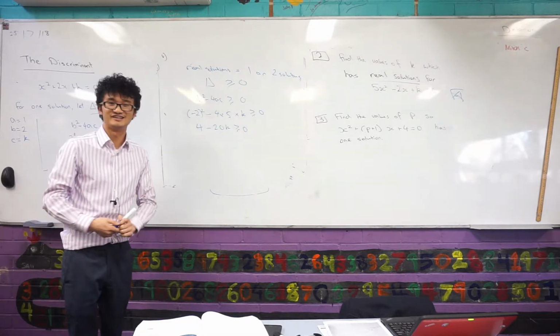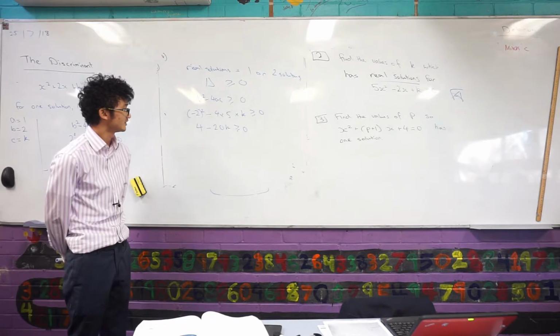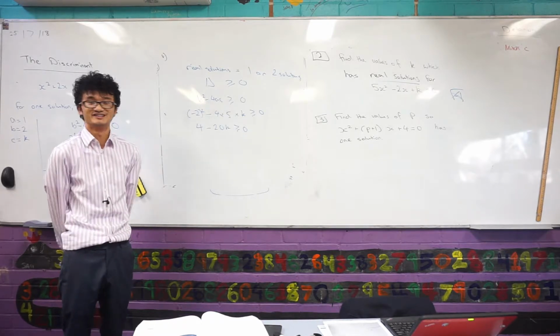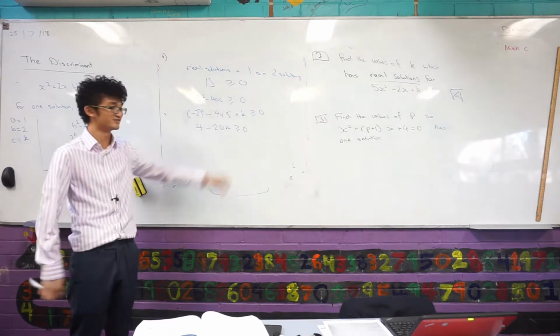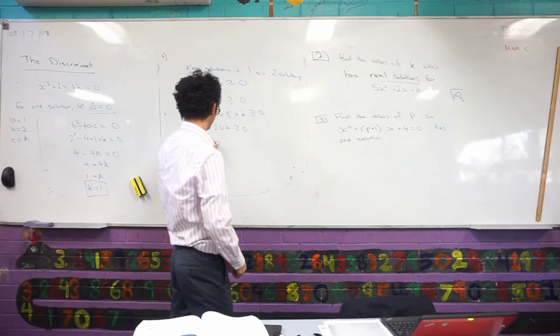What can I do here to solve it? So, I mean, the simplest way to do it is, let's just get 20k to the other side, right? I can just add 20k to both sides, right? 4 is greater than or equal to 20k.